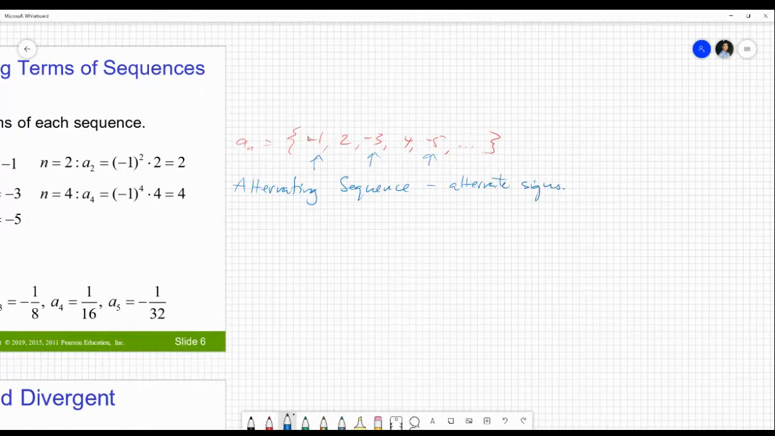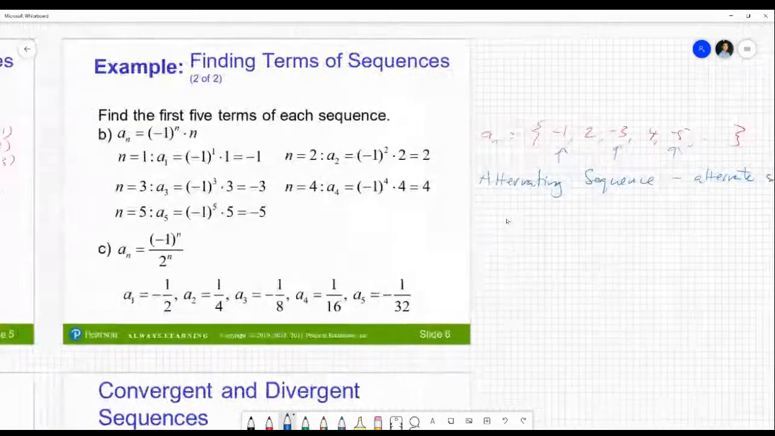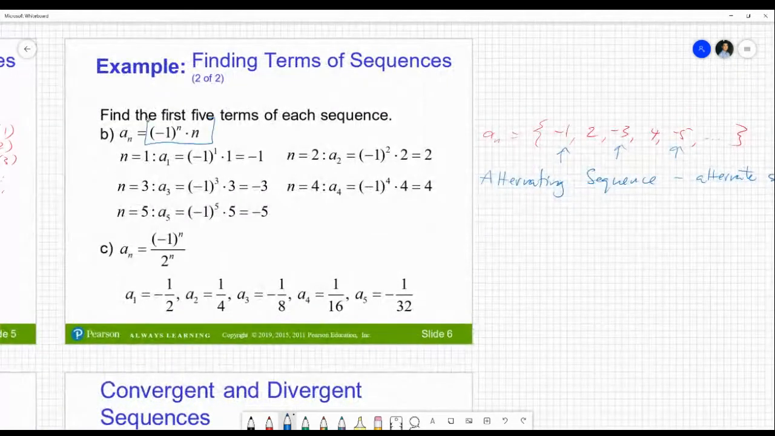Okay? But notice that the first term is negative. So basically all the odd terms are negative. But what happens if I want all the odd terms to be positive? So let's write our formula for that. If you look at the formula here, you notice that the -1 to the n is what makes it an alternating sequence.